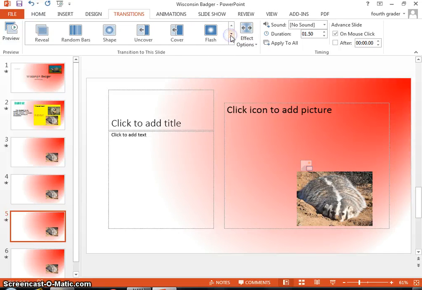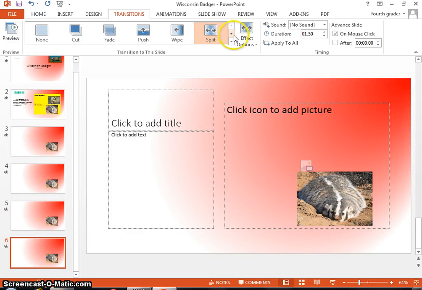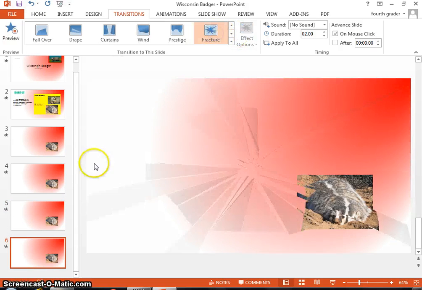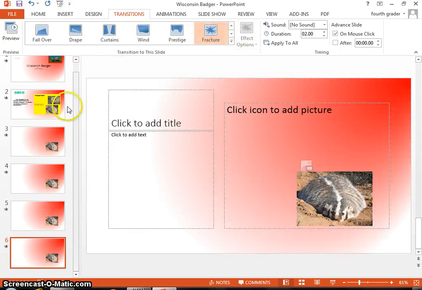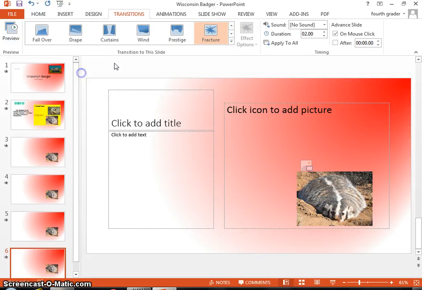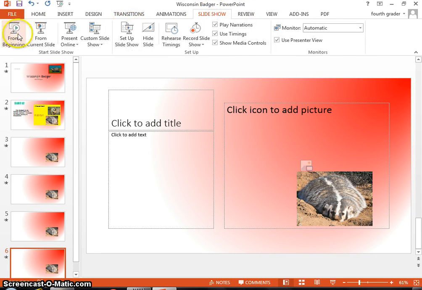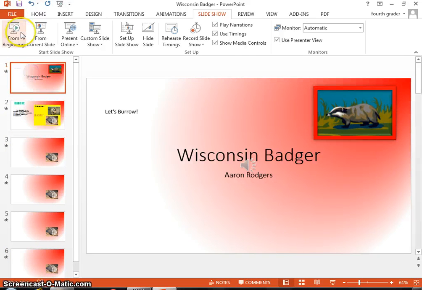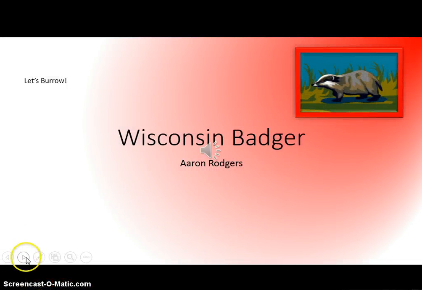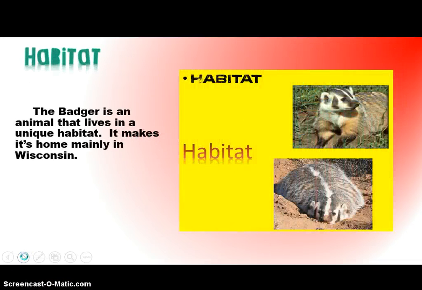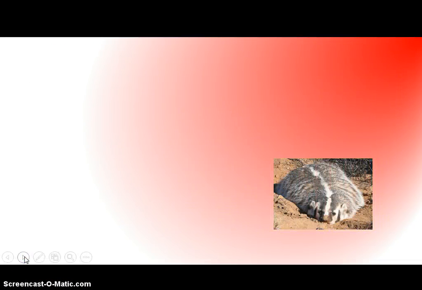This one I want to do flash. This one I'm just going to do fracture because it's my last one. So what I do is I just click on those. Now, when I go to my slideshow, I go to slideshow from beginning, because the beginning is up here, because right now it would start here. But I can click it up here and say from beginning. But I'm just going to go from beginning, and now watch it go. And I'm going to scroll through it. Look at all the transitions it's doing.